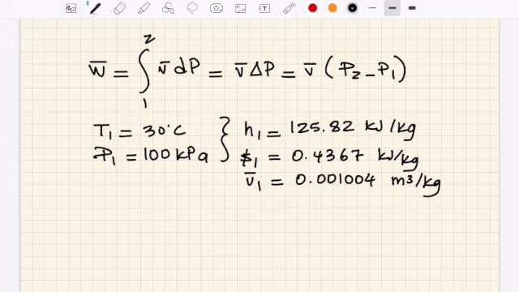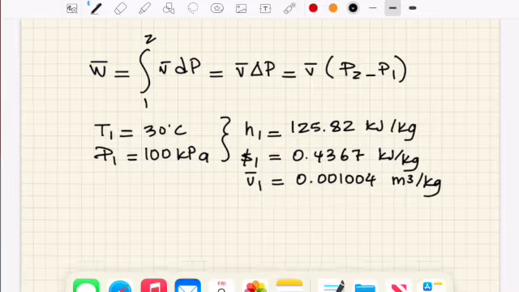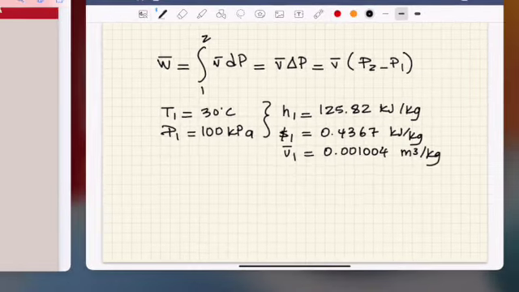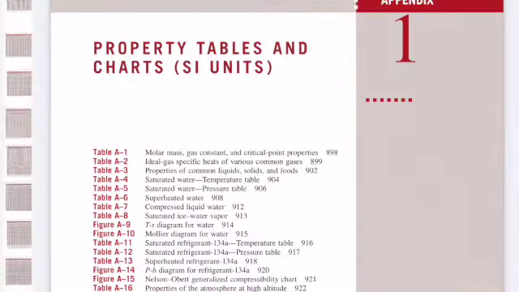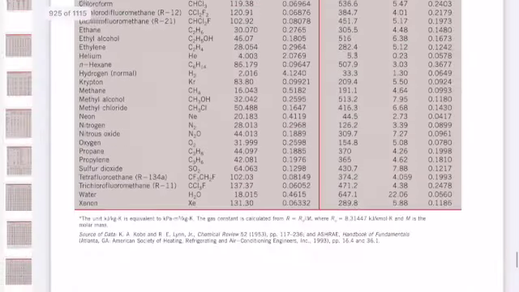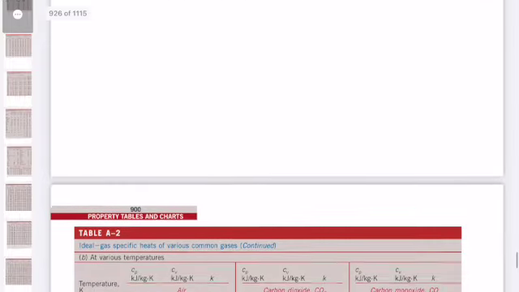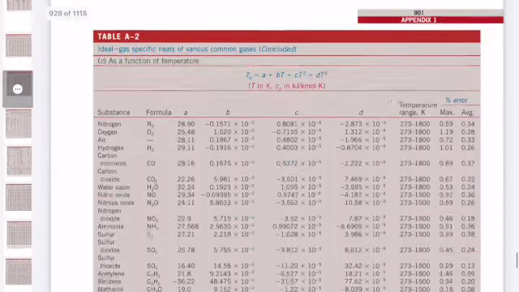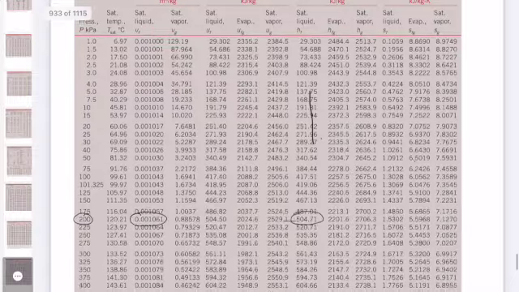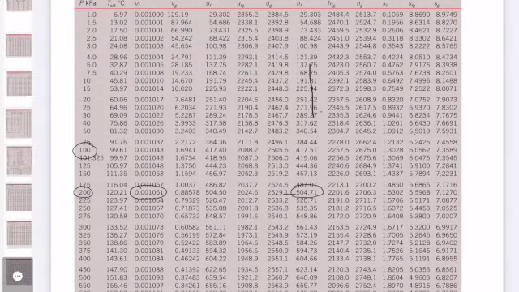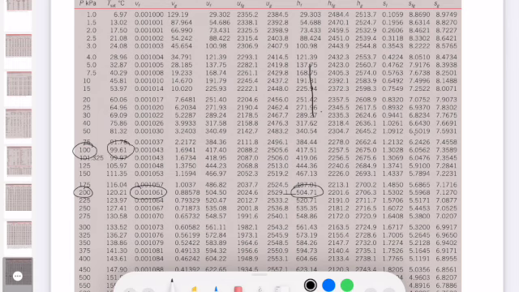At this point, I can show you how to read the tables. If you know that, you can skip that part, fast forward. So we are dealing with water, and at 100 kilopascal, let's go to pressure tables. This is saturated water tables. At 100 kilopascal, the saturation temperature is 99. Well, it looks like we have a temperature of 30 degrees Celsius, so it is a compressed liquid.